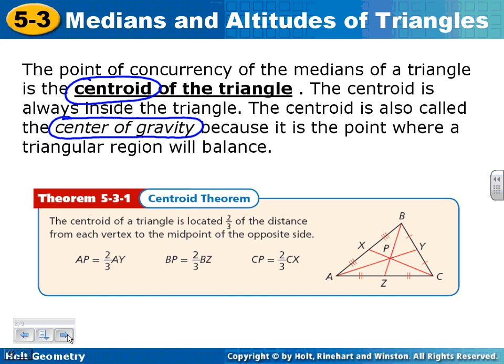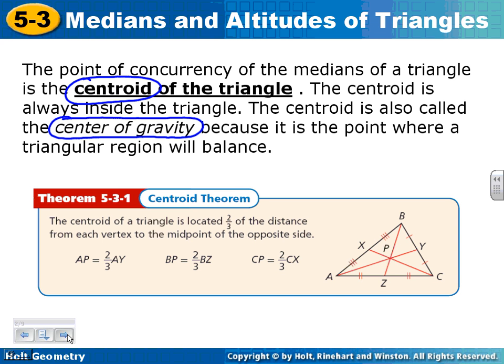Below is the theorem, 5.3.1, the centroid theorem. Kind of an interesting theorem here. The centroid of a triangle is located 2/3. You have to remember that fraction. 2/3 of the distance from each vertex to the midpoint of the opposite side.